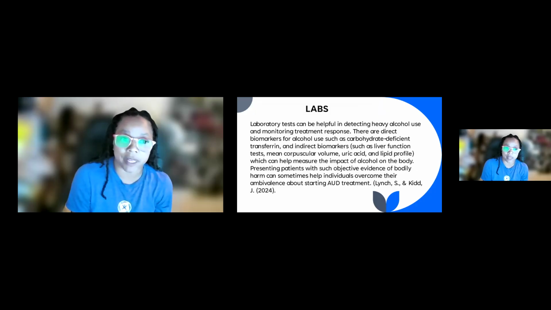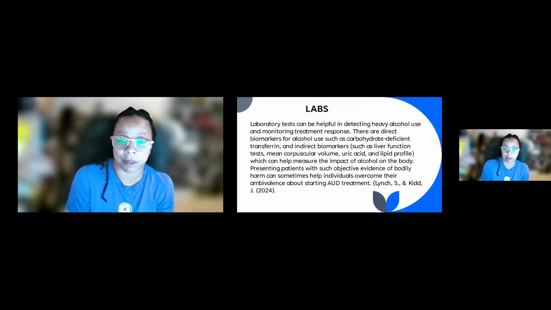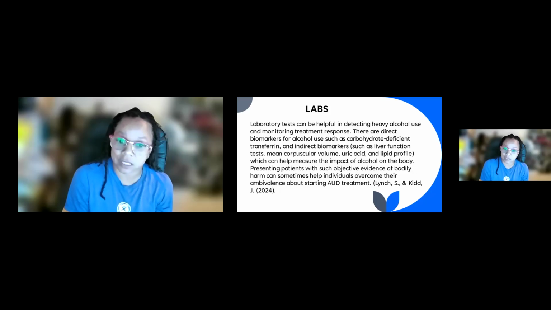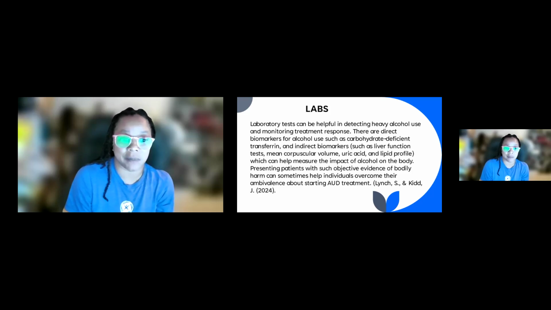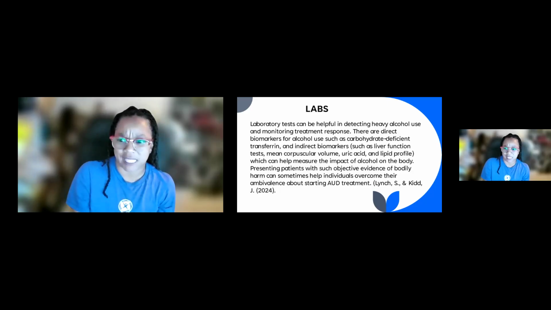Labs were also part of it. So lab testing can be helpful in detecting heavy alcohol use and monitoring treatment response. There are direct biomarkers for alcohol use, such as the carbohydrate deficient transferrin, and indirect biomarkers such as liver function tests, uric acid, and lipid profile, which can help measure the impact of alcohol on the body. Presenting patients with such objective evidence of bodily harm can sometimes help individuals overcome their ambivalence about starting treatment. The LFTs, CBC and metabolic panel that was suggested is appropriate in this setting.